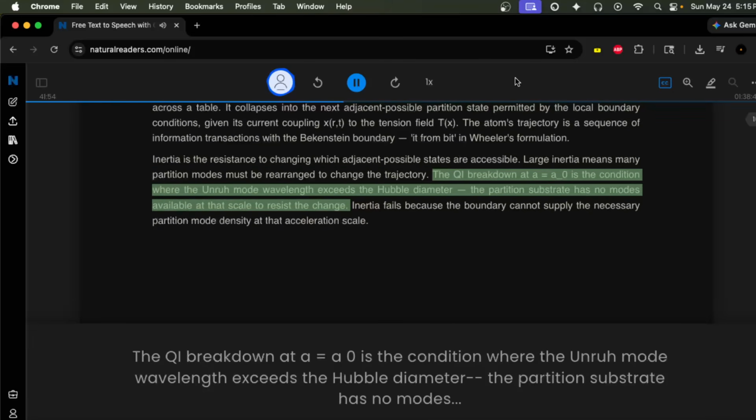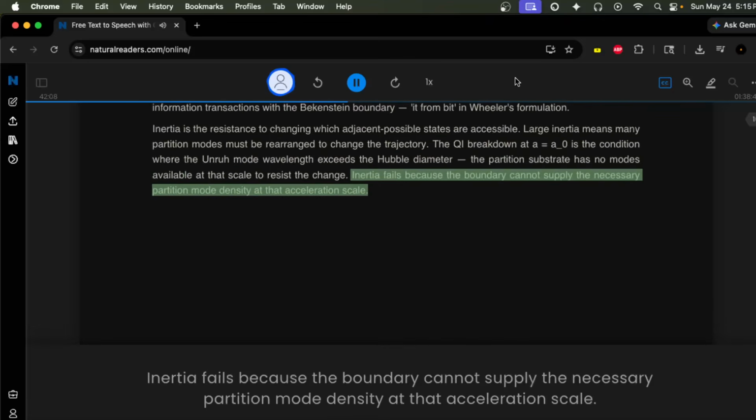The QI breakdown at a equals a0 is the condition where the Unruh mode wavelength exceeds the Hubble diameter. The partition substrate has no modes available at that scale to resist the change. Inertia fails because the boundary cannot supply the necessary partition mode density at that acceleration scale.